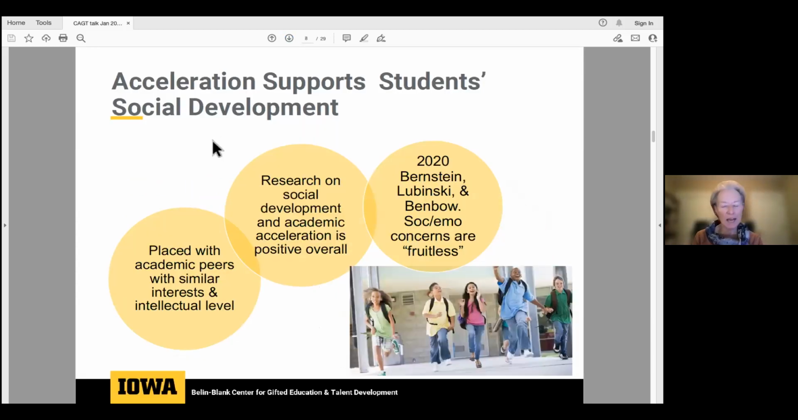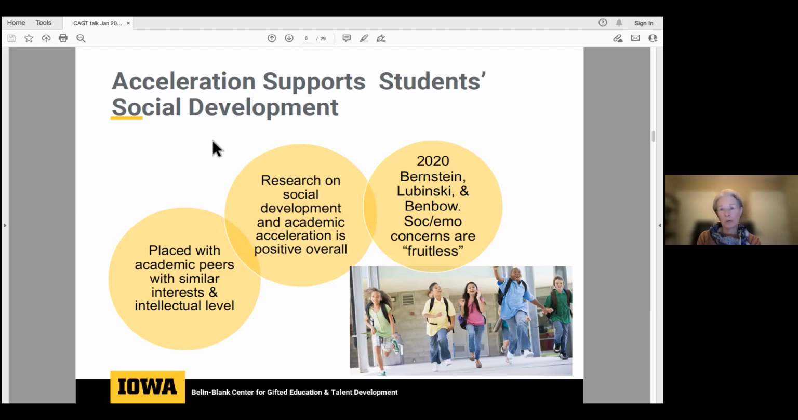Now, Jody talked about friends. And a lot of people, as I mentioned in one of the early slides, state social emotional considerations as a reason to not accelerate students. But the research has really made it clear that students are more interested in being placed with academic peers with similar interests and similar intellectual level than they are with being placed with same age mates. We have a lot of research on social development and academic acceleration. And in general, it's not just neutral, it's positive.